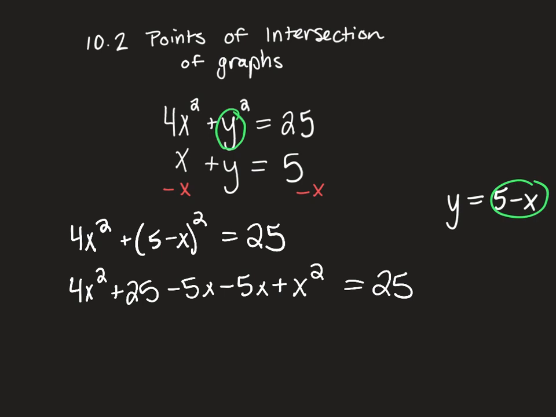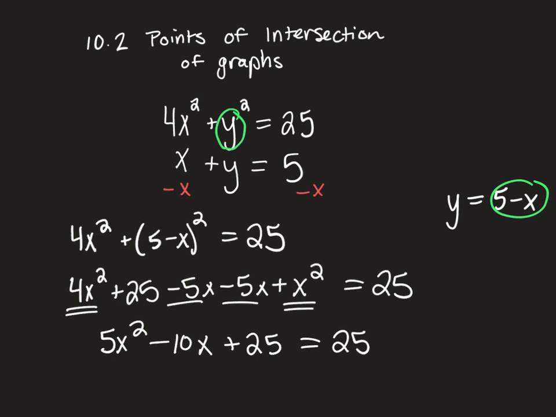Yeah, that's what we're getting ready to do. So we're going to combine any like terms. So we have a 4x squared and an x squared that we can now add together. And then that's going to give me 5x squared minus 10x plus 25 equals 25.